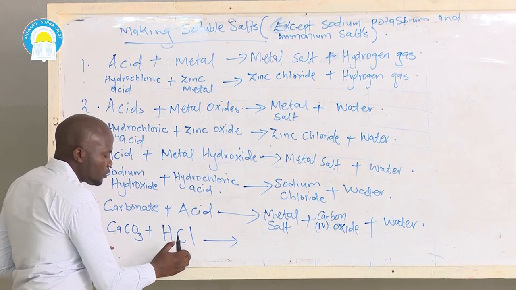Then number four, which is our other method of preparing soluble salt, is reacting carbonates with acids. When we react carbonates with acids, now we will not have two products being formed. Instead, we will have formation of three products. Carbonates reacting with acids, we have formation of a salt, carbon dioxide, and water. In this case, I have used calcium carbonate. Calcium carbonate reacted with hydrochloric acid, we will have a salt. In this case, the salt that will be formed is calcium chloride.